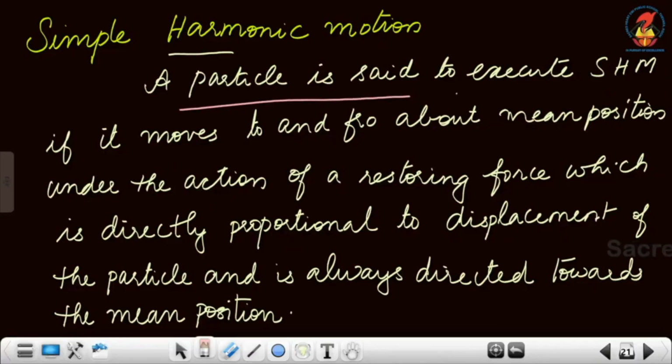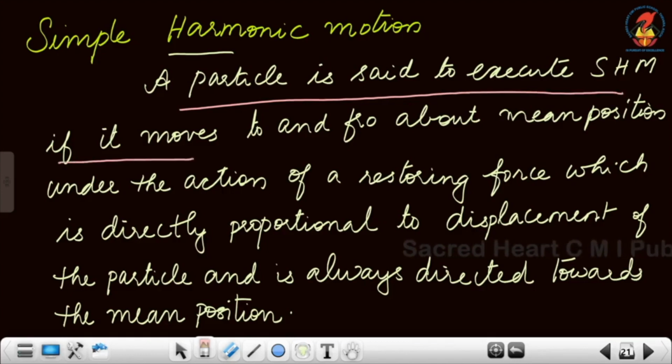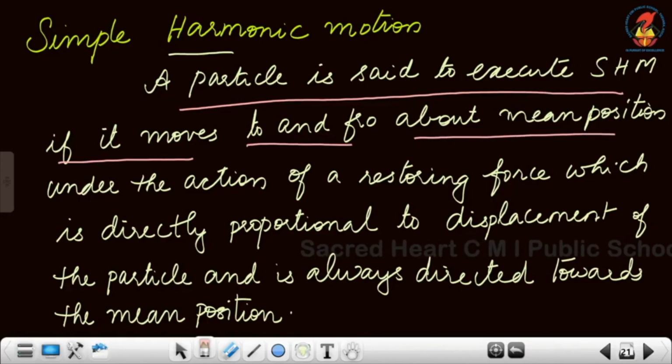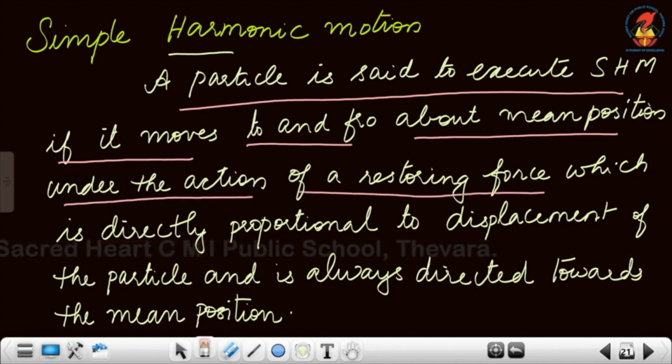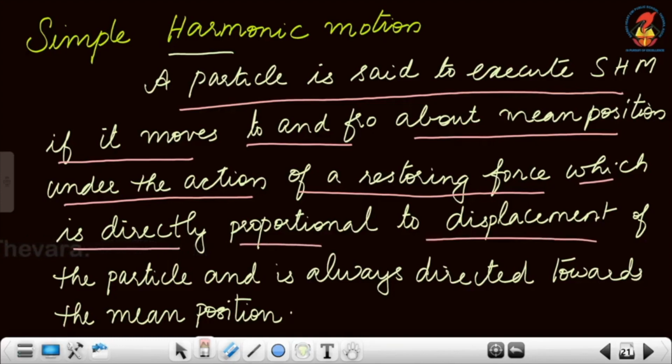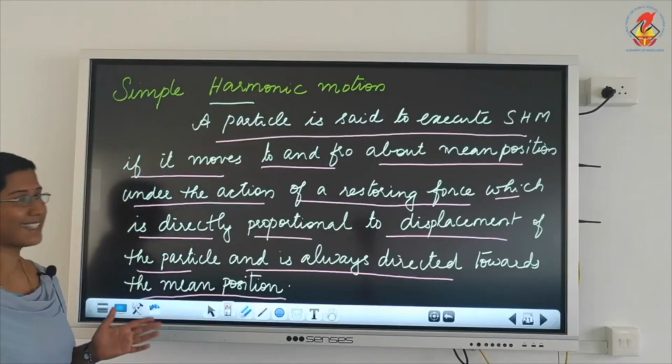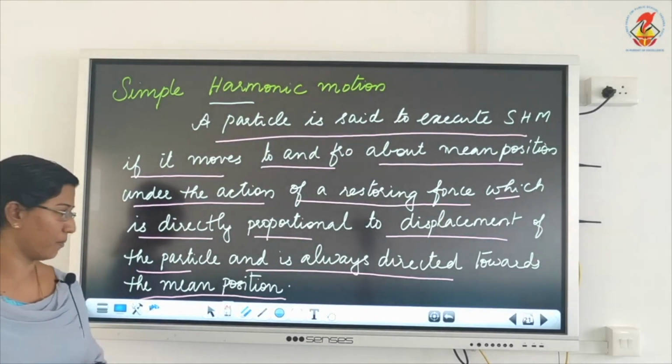A particle is said to execute SHM, that is simple harmonic motion, if it moves to and fro about mean position, that is the initial point, under the action of a restoring force. We have studied about restoring force in the case of spring, which is directly proportional to the displacement of the particle and is always directed towards the mean position. This is the definition for SHM, or simple harmonic motion.